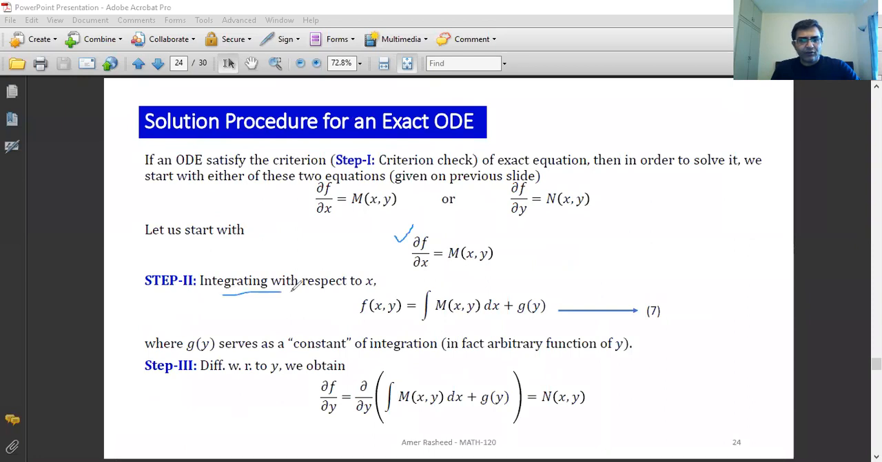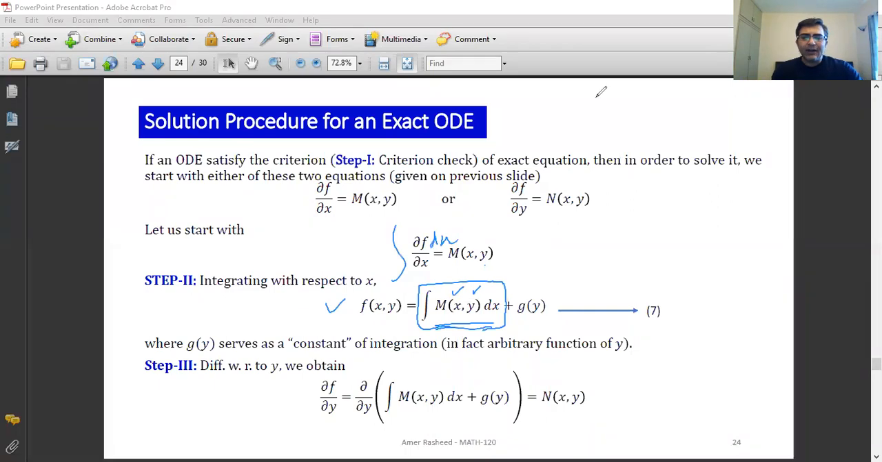We started with partial f over partial x and integrated on both sides with respect to x. If we integrate partial f over partial x with respect to dx, then the integral and derivative cancel and we get f of xy. On the right hand side, we integrate with respect to x. Now, this is an integral which involves two variables, x and y.